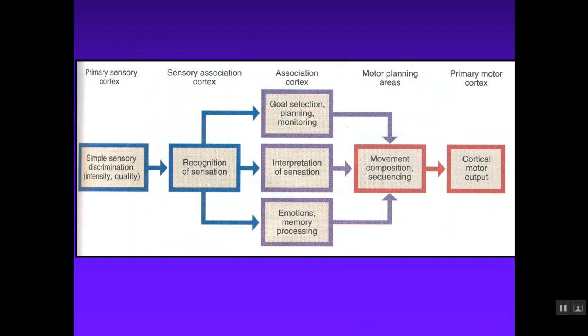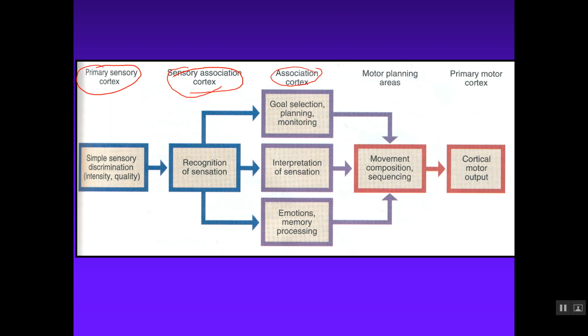This is showing you the process of how you might take a sensory stimulus. It comes in, you process it. It comes into the primary sensory cortex. You process more of it in the sensory association cortex to recognize the type of sensation you experience. Then that goes to the association cortex, which says, hey, now that I've got this new sensory information, what am I going to do about it?